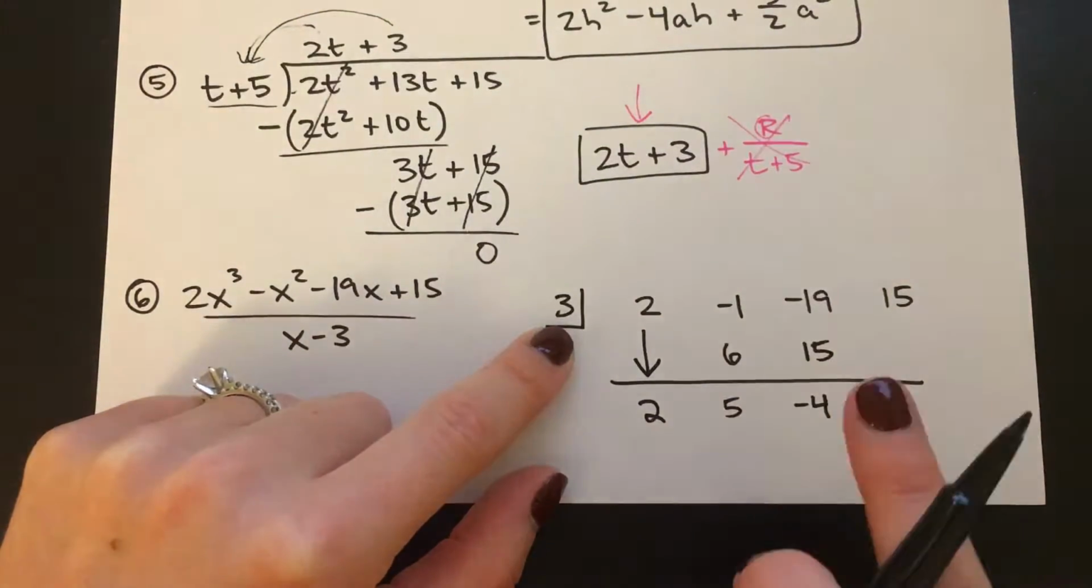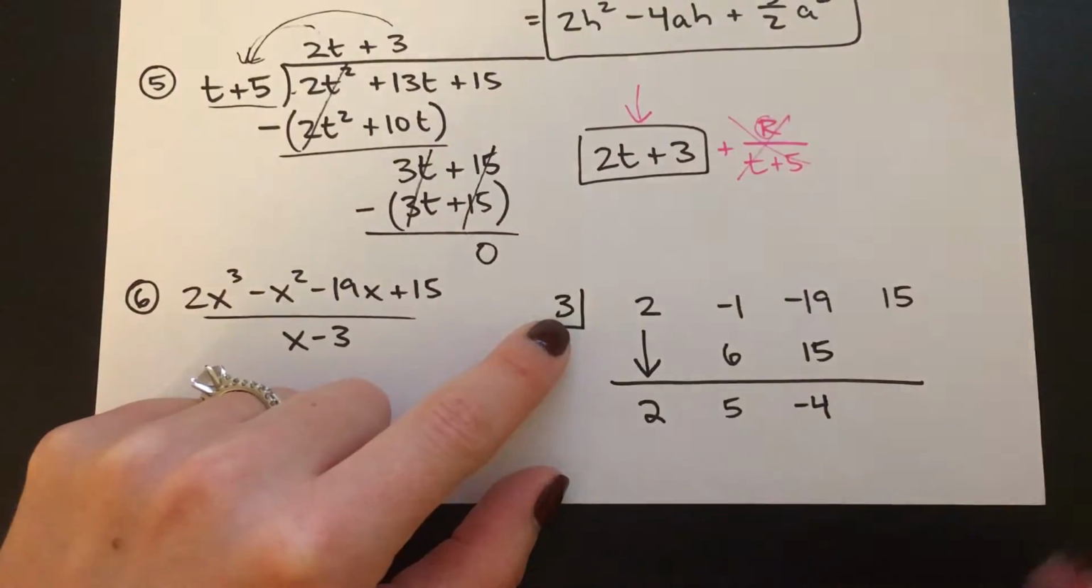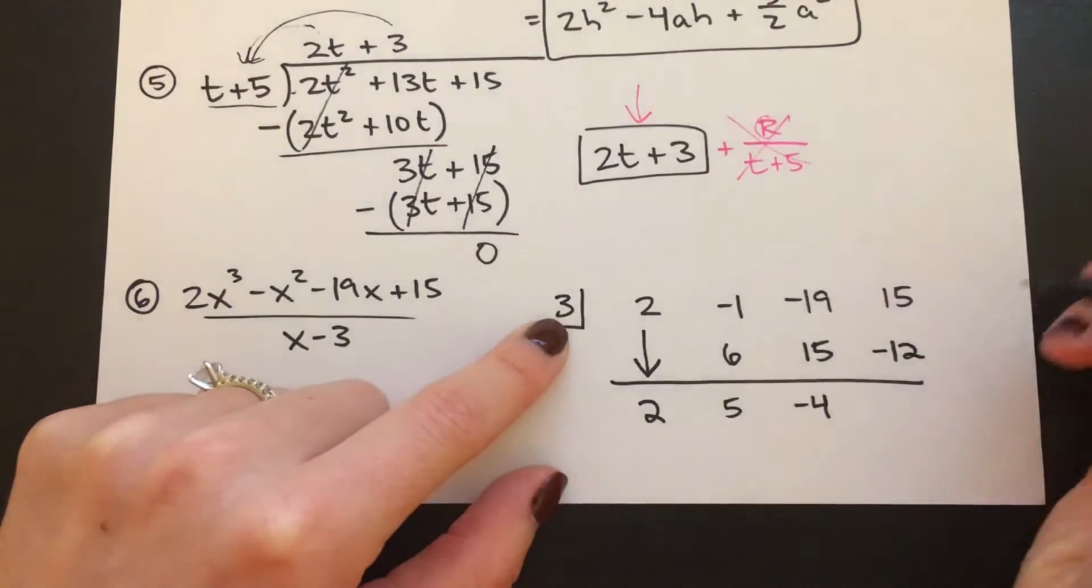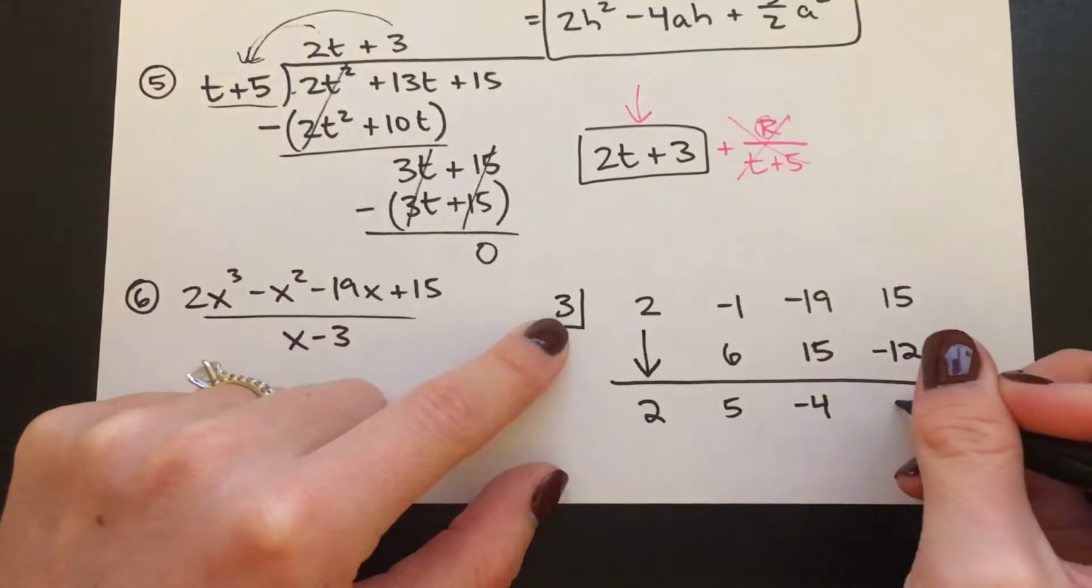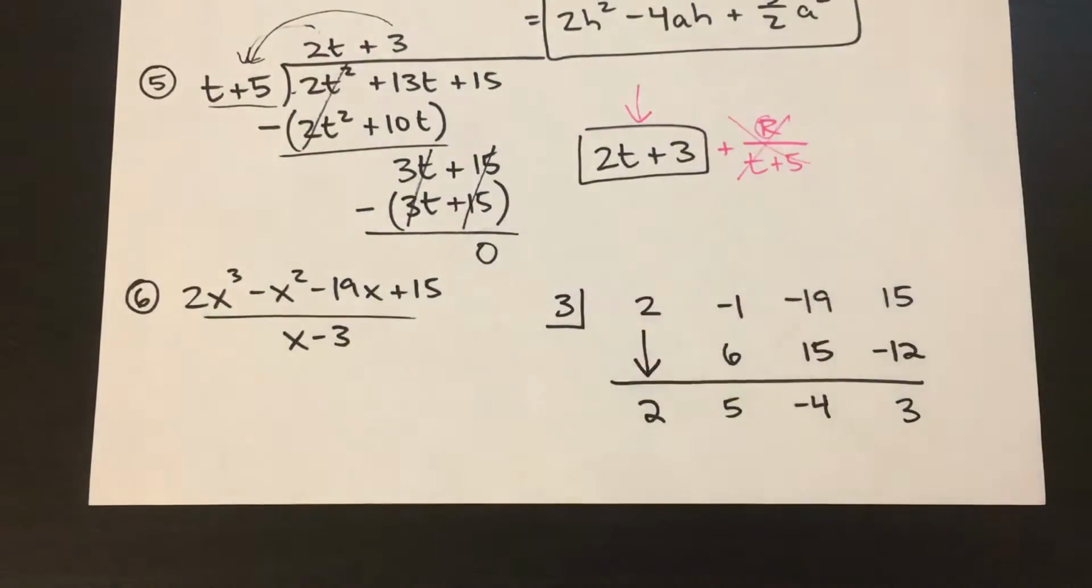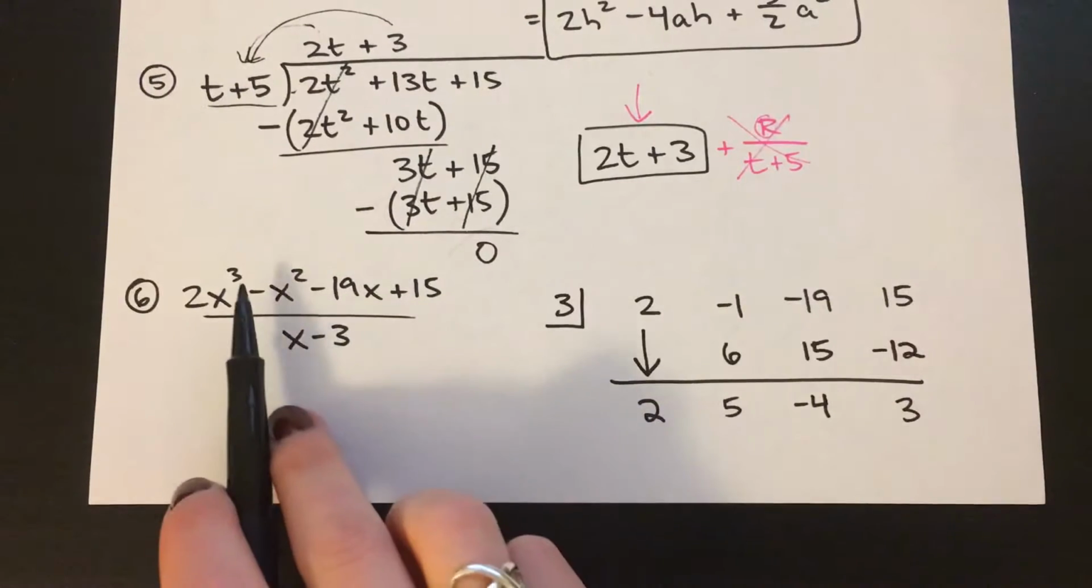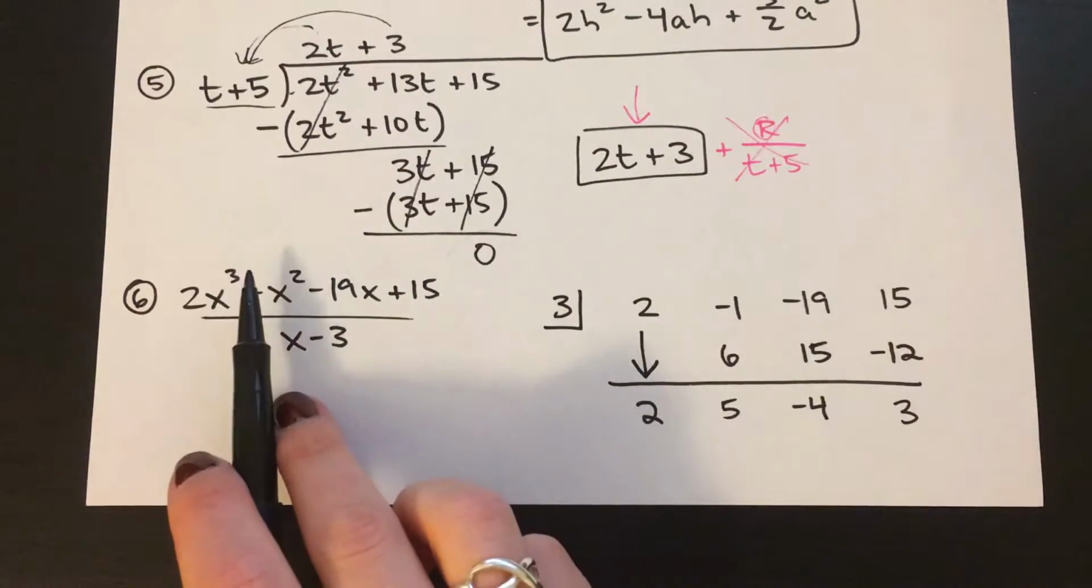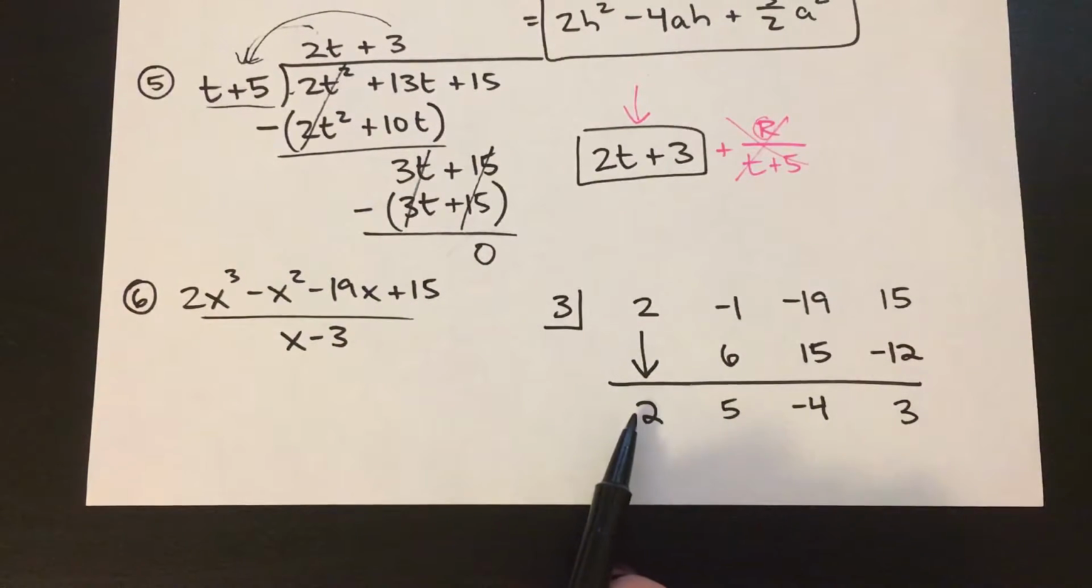And repeat the process again. -4 times 3 gives us -12, which we write right here. And then add these columns together, we get 3. So now that you're done, we figure out how to write it as a final answer. So these are now our new coefficients for our new answer. And this 2 is our first coefficient. Since this started off as an x to the 3rd power, this is going to start as x to the 2nd power. You're always dropping back ones.